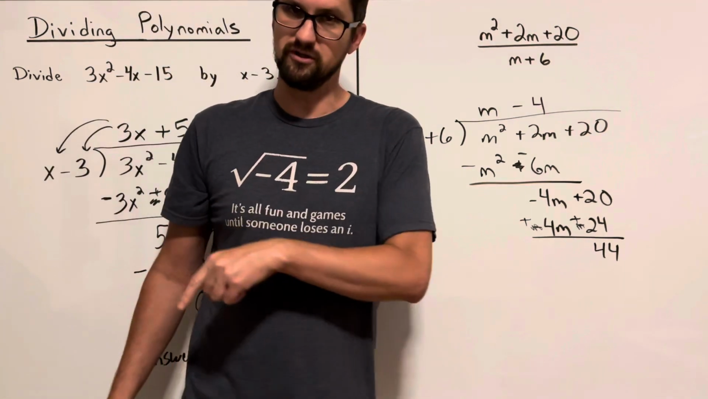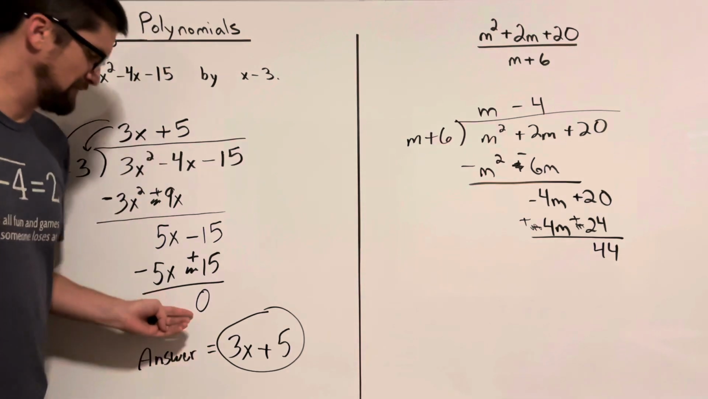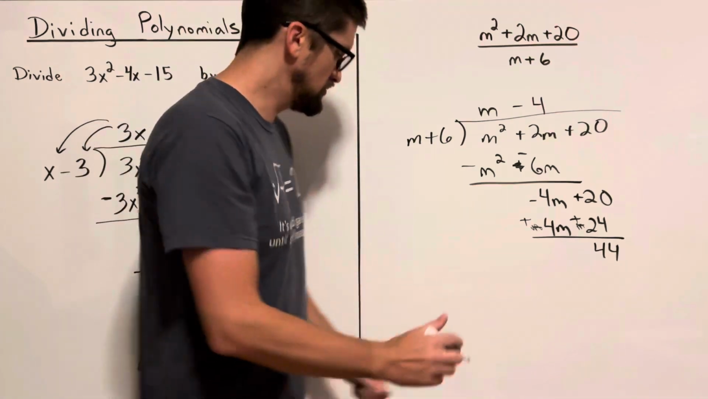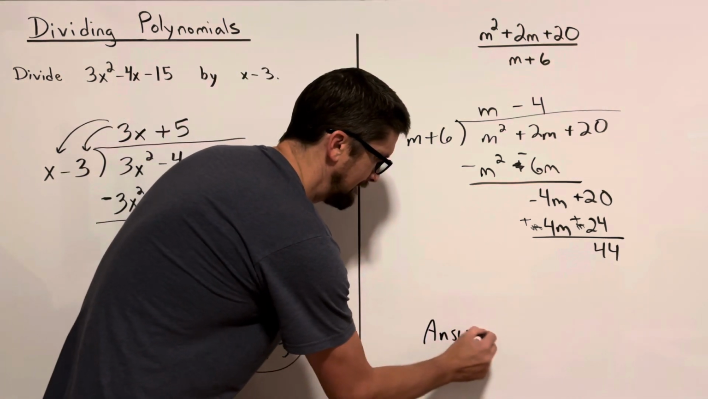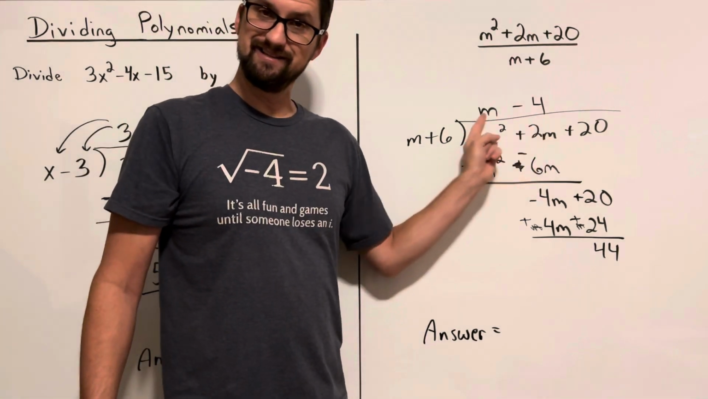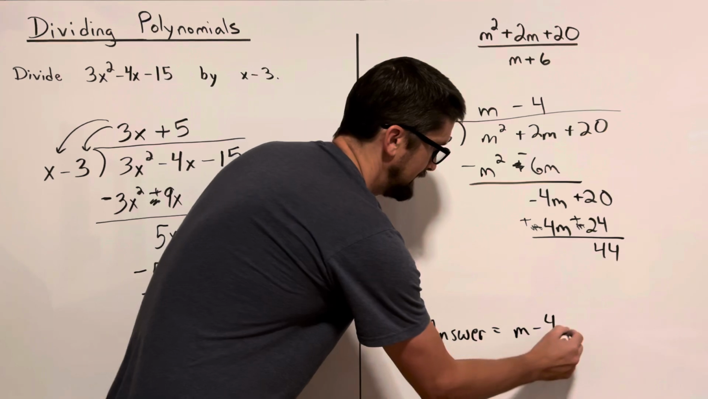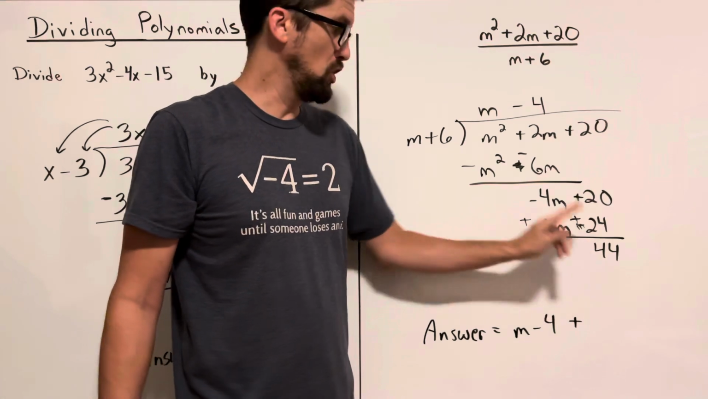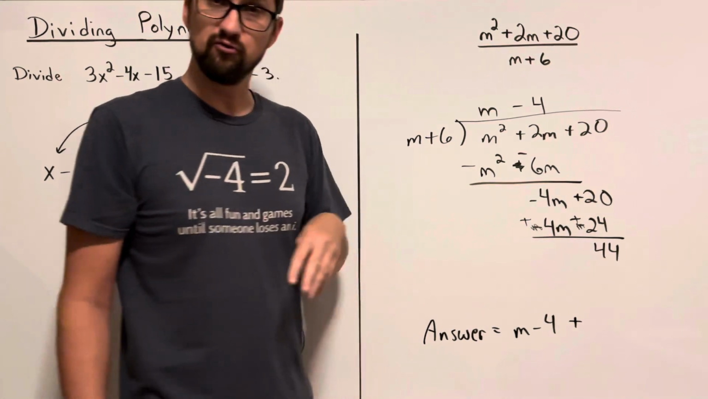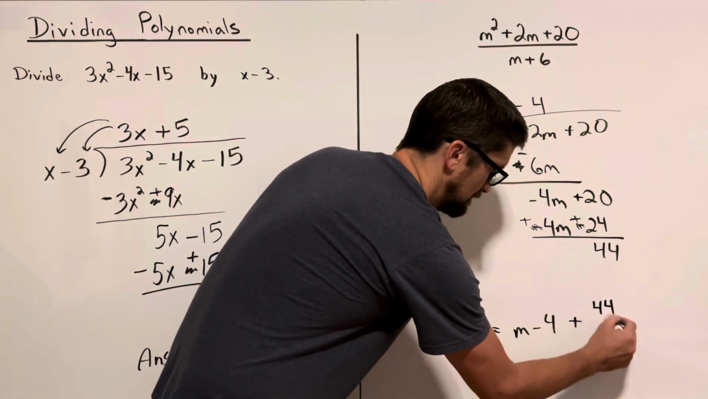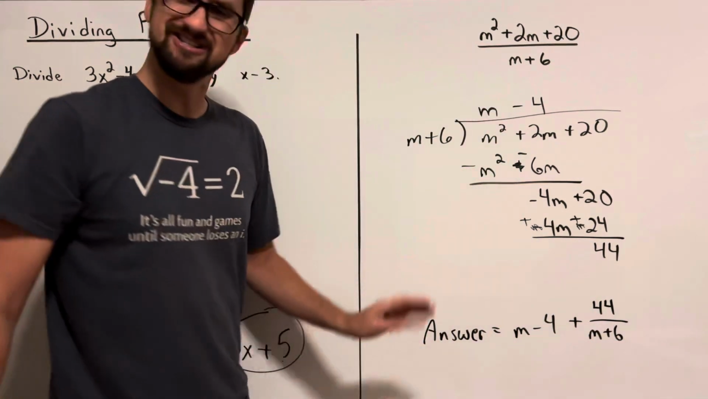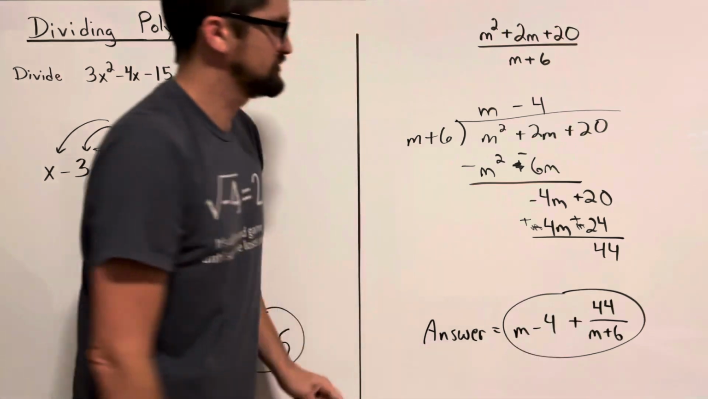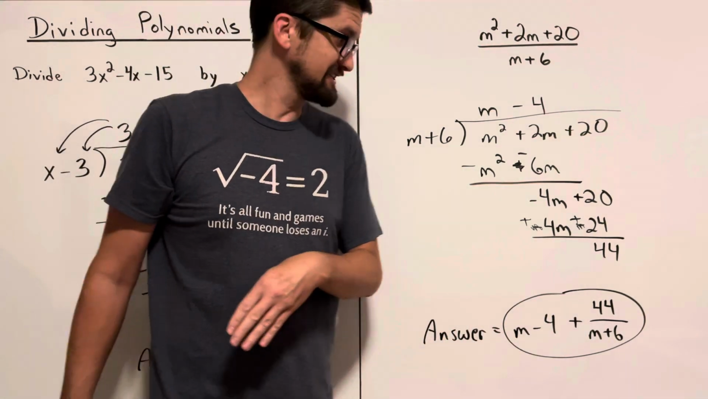M plus 6 no longer goes into 44. Over here on this one we had a remainder of 0. So the answer was just this top piece. Now if you have a remainder left over, the way you're going to write the answer, you're going to start off by writing the top piece up here, m minus 4. And then you want to do plus the remainder over the divisor. It's going to be 44 over m plus 6. It's a little strange looking, but that is the way you need to write it. So the answer here is m minus 4 plus 44 over m plus 6. There you go.